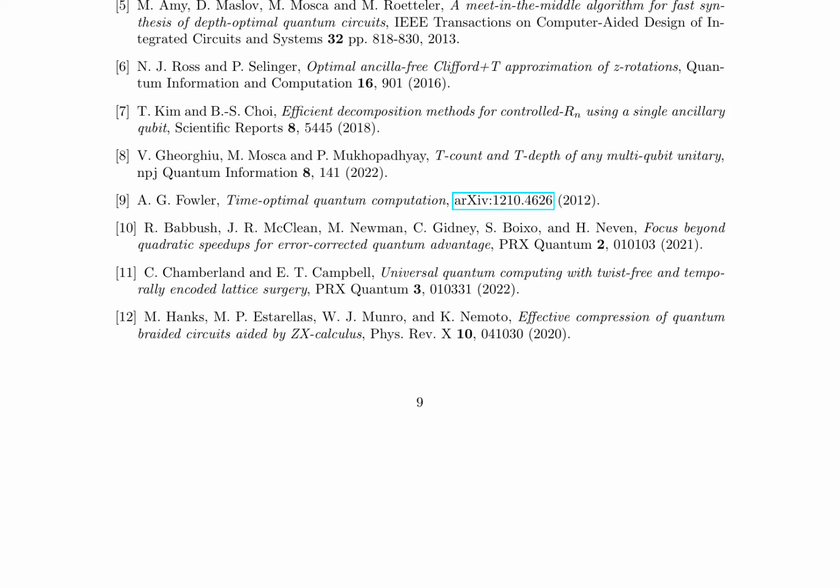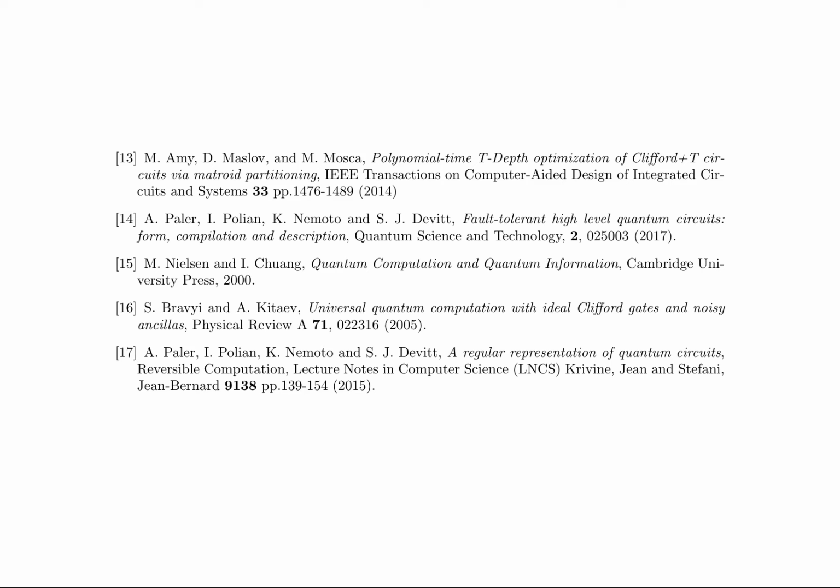The paper explores the synthesis of depth-optimal quantum circuits using a meet-in-the-middle algorithm, and acknowledges Ross and Selinger's contributions to Clifford plus T approximation of z-rotations. The authors also reference their own research on efficient decomposition methods for controlled Rn using a single ancillary qubit. The authors cite various studies, including Gidney's work on T-count and T-depth of multi-qubit unitaries, Fowler's time-optimal quantum computation, and Babbush et al.'s discussion on error-corrected quantum advantage beyond quadratic speedups.